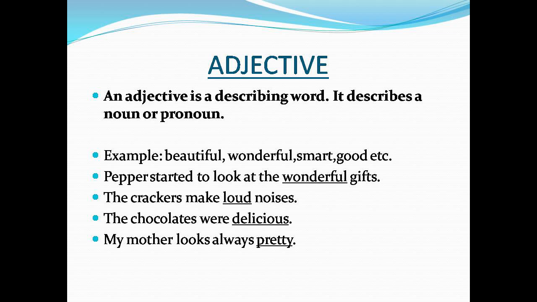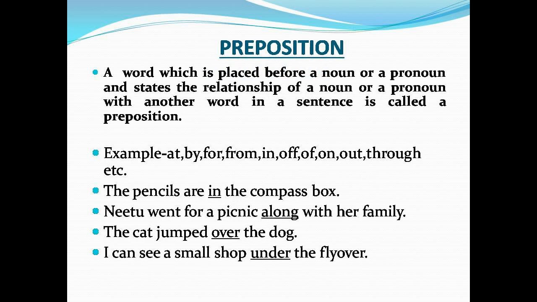So next part of speech is preposition. A word which is placed before a noun or a pronoun and states the relationship of a noun or a pronoun with another word in a sentence is called a preposition. So you can see the relationship by giving examples, like at, by, for, from, in, of, on, out, through, upon, over, under, etc. It just goes on.